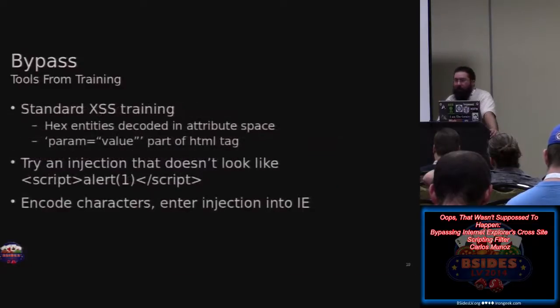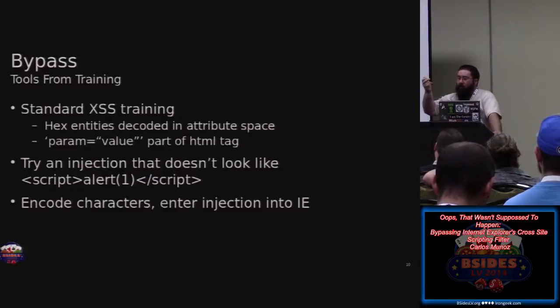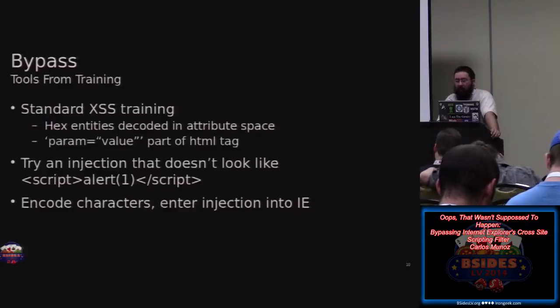So, as part of the standard training at White Hat for cross-site scripting, we learned that in attribute space, hexadecimal encoded entities are automatically decoded by the browser. For the two of you who do not know what that is, inside the definition of an HTML element, you have the angle brackets, the HTML element name, and then all the various aspects of that. When we talk about landing in attribute space, we're usually talking about an injection landing somewhere in the value part of the parameter equals value pair.